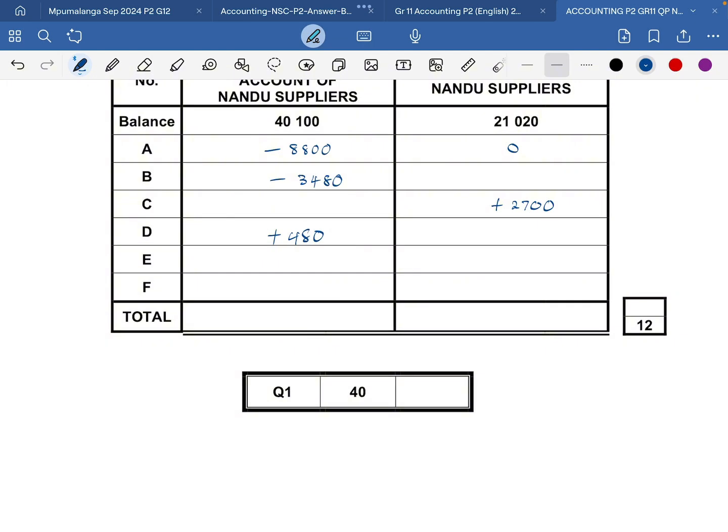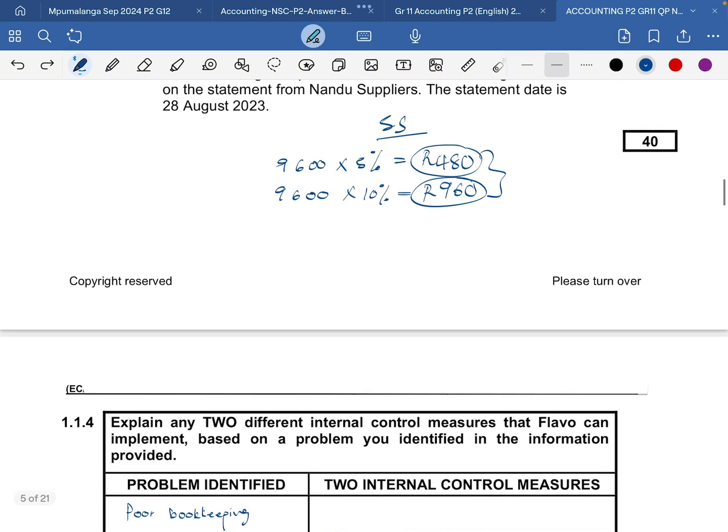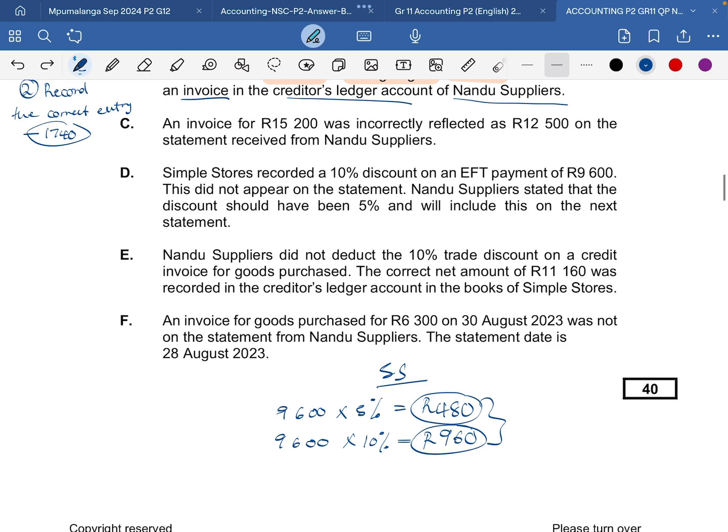But Nandu Supplies never showed any discount. So Nandu Supplies is going to have initially the minus 480, because they never recorded any discount. We're going to decrease what we owe to them in their books by 480, because remember that we already had 960, but we are decreasing that 960 to 480. Okay, then now we're going to move on to E.